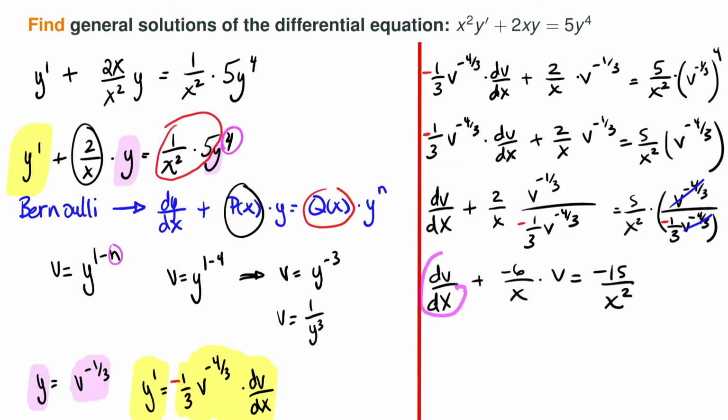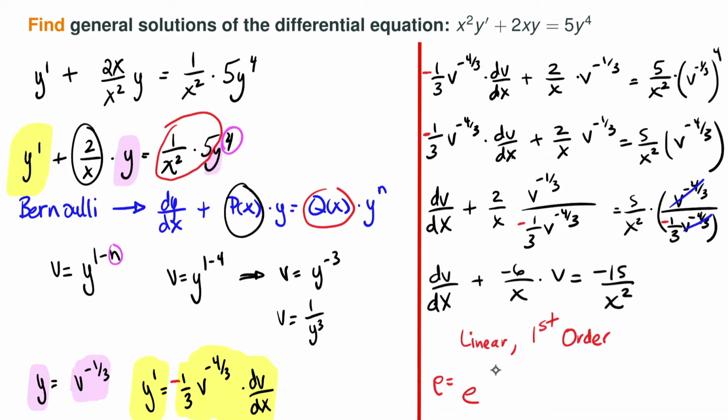Furthermore, it's linear because all the terms involving v are to the first power. So we have v to the first power, the derivative to the first power. The terms are not being multiplied together. So this is a linear first-order differential equation. And once we've identified it's a linear first-order differential equation, we know that we'll solve this using our integrating factor method. So we first calculate our integrating factor.